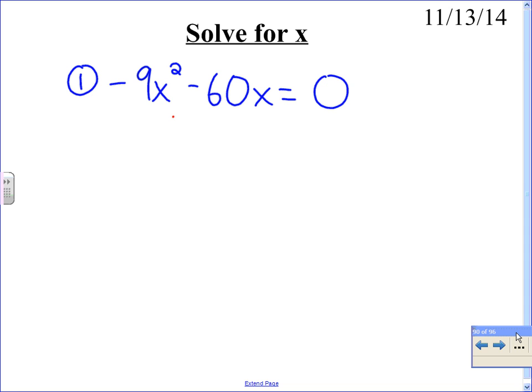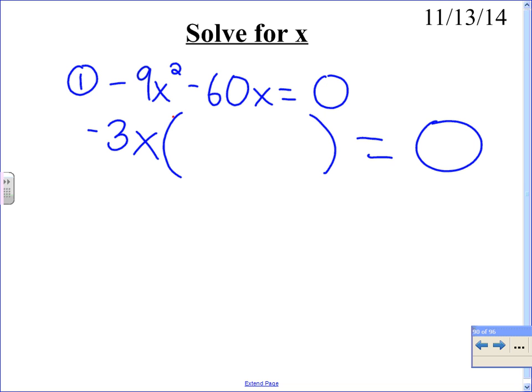Okay, can someone raise their hand when you're ready and tell us what is the greatest common factor for that problem? Dan, what do you think? -3 what? Good. The greatest common factor is -3x. Why is the greatest common factor negative? Jacob. Good. The first term is negative, therefore the greatest common factor is negative. Make your parentheses, keep it equal to 0.